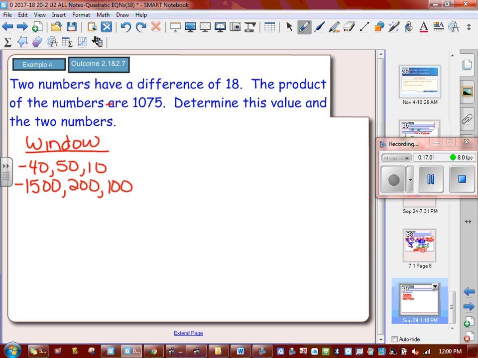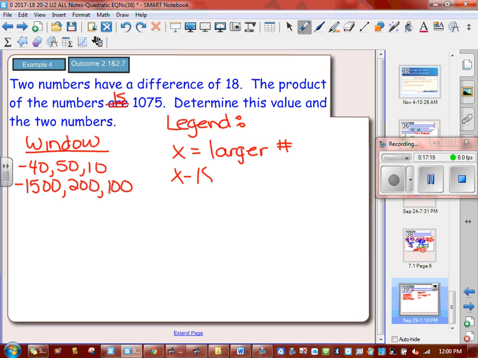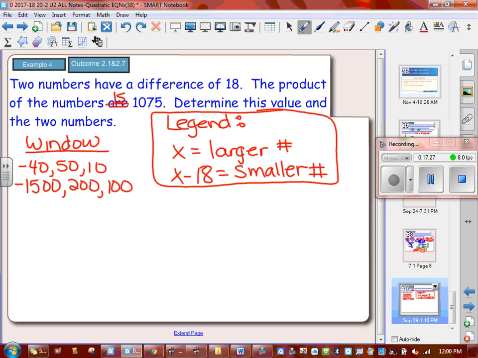As we discussed earlier, we need to determine the value of the two numbers. So we need a legend which says x is going to be the larger number, and then x minus 18 is going to be the smaller number. So we've got our window and our legend, and now we can actually solve the equation. They tell us we've got x times (x minus 18) is equal to 1,075.